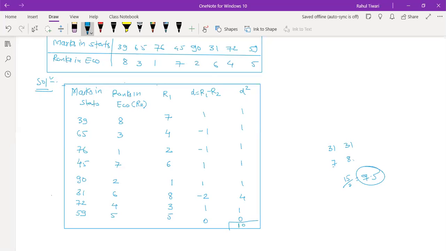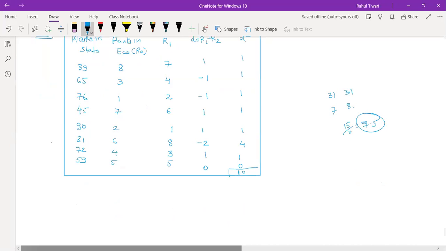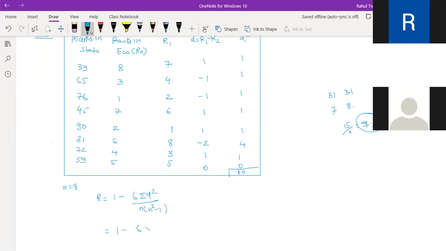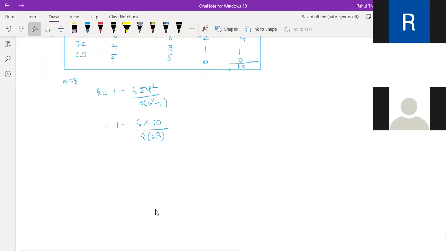Now you can apply the formula. What is the formula? R is equal to 1 minus 6 times summation D square upon n into n square minus 1. Here n is 8 because we have 8 students. So 1 minus 6 times summation D square, which is 10, upon 8 into 8 square minus 1, that is 64 minus 1, 63. You can do the calculation using a calculator, and the answer turns out to be, I think, 0.8809.